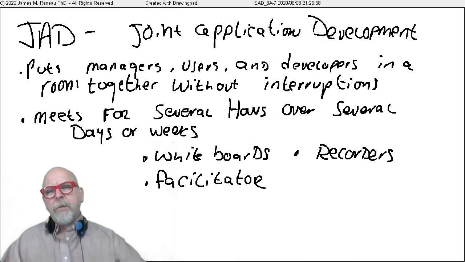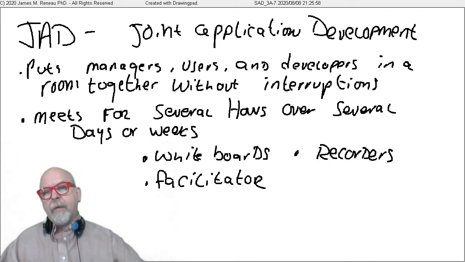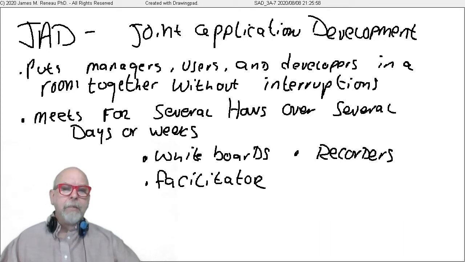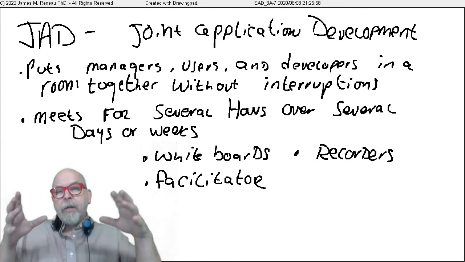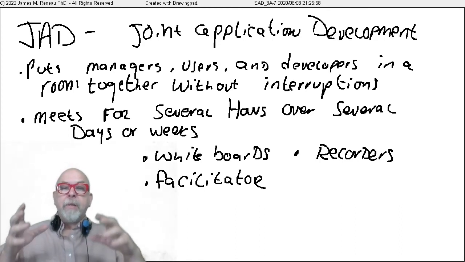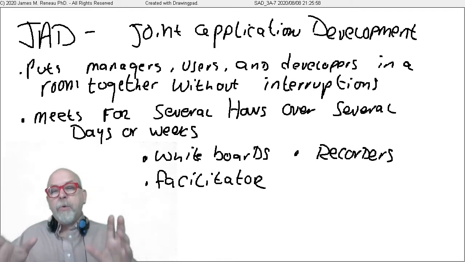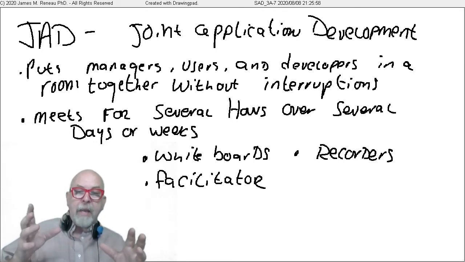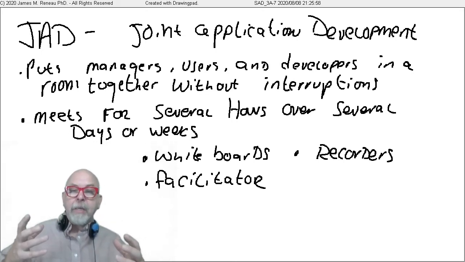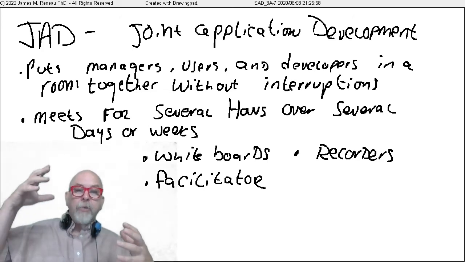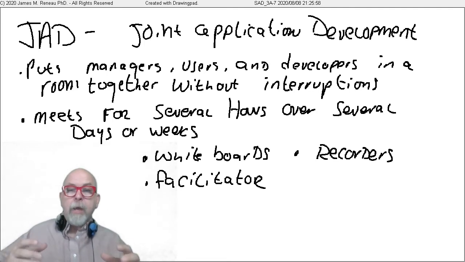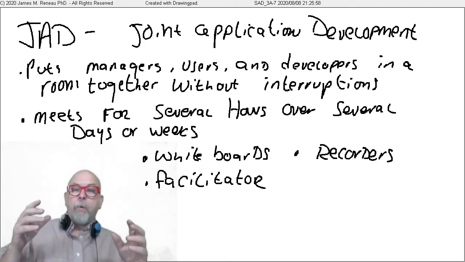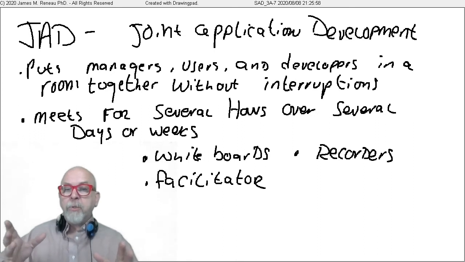The last elicitation method that the book talks about is something called joint application development. In a JAD process, what happens is that instead of the analyst going to individuals and scheduling individual time and doing the interviews and doing the questionnaires and doing the document analysis and document collection, instead of the observations all happening, in joint application development we put managers, users, and developers in a room together. We actually lock them in a room or a hotel suite or a virtual Zoom room or something.